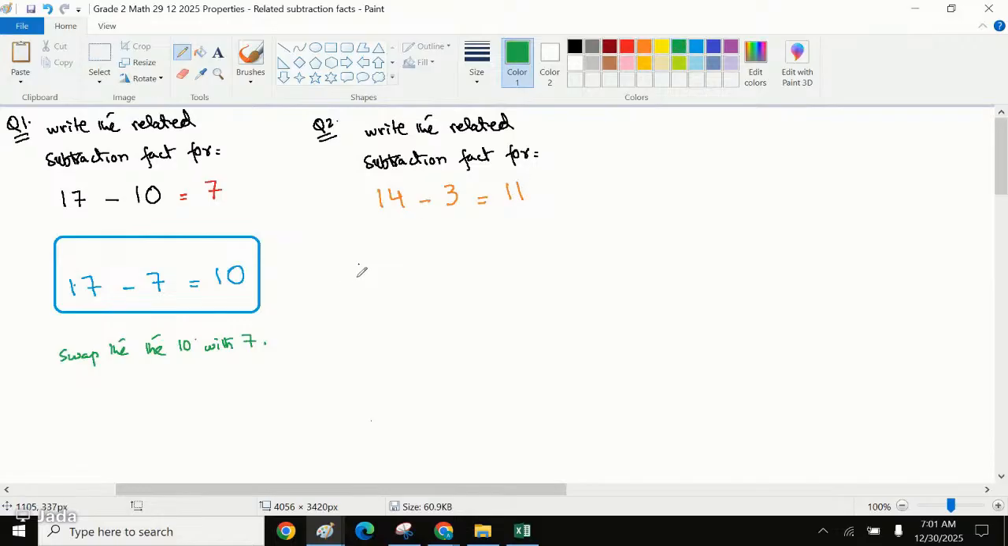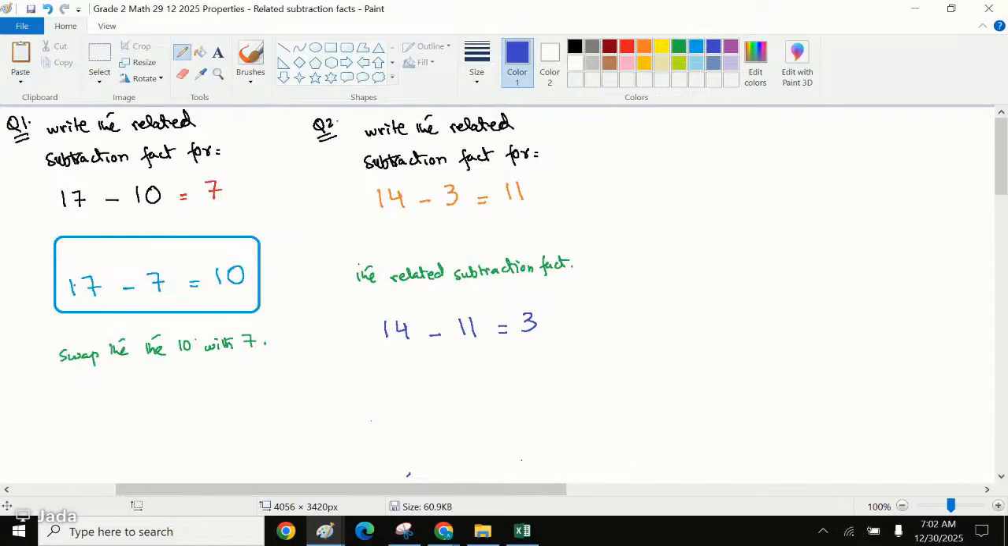We need to give the related subtraction fact for this. What we were doing was 14 minus 3 was 11. Now what we need to show is, if we subtract the other number from 14, so can we say 14 minus 11 would give the answer. 14 minus 3 was 11, right? Then 14 minus 11 would be still 3. And this is the related subtraction fact.